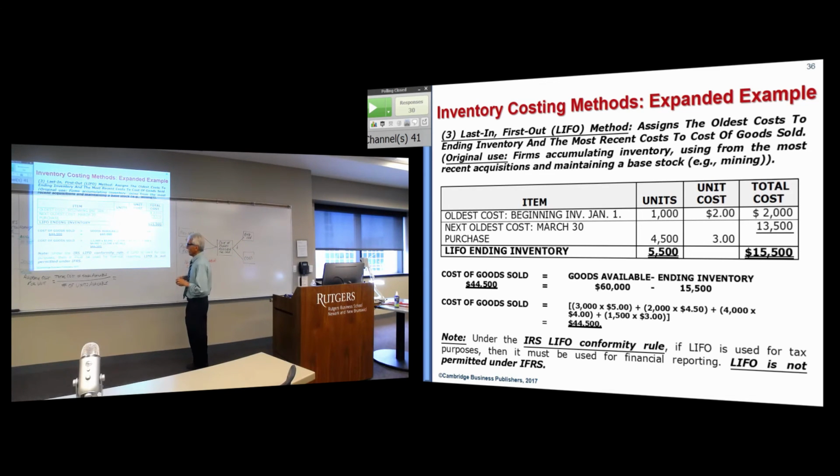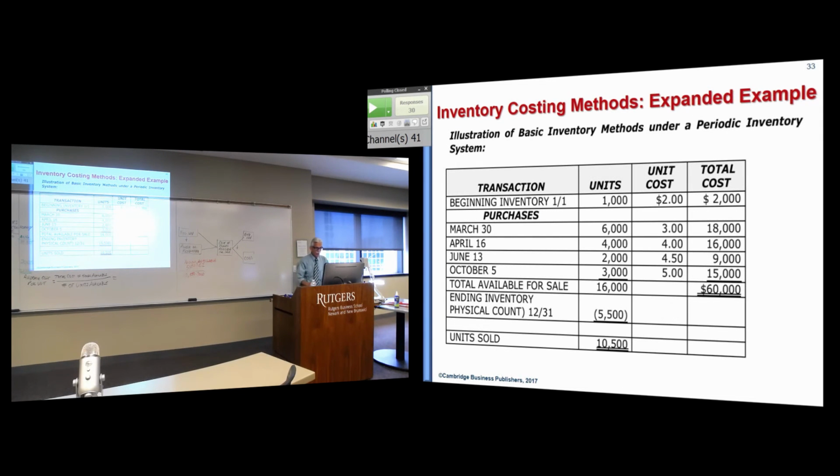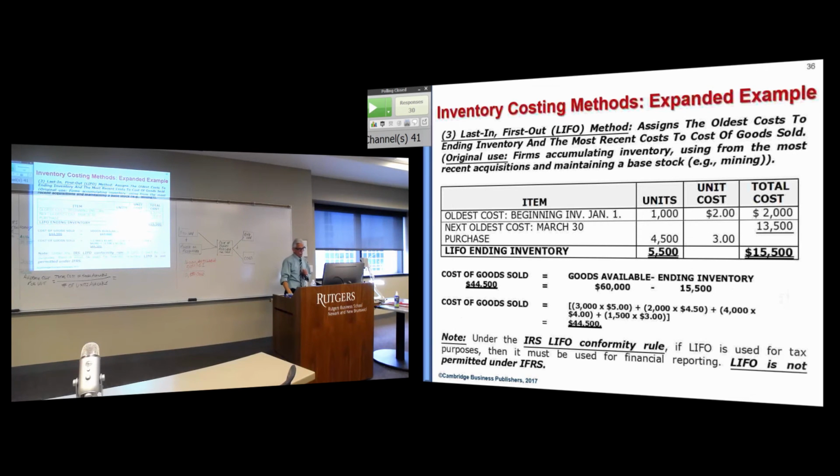So you go back to the table, beginning inventory was 1,000 units at 2. The next batch, March 30th, had 6,000 units at $3. So if you wanted to get ending inventory, it's the oldest, 1,000 at 2, 4,500 at 3. And that makes up the balance you need for the 5,500. So under LIFO, the ending inventory is 15.5.